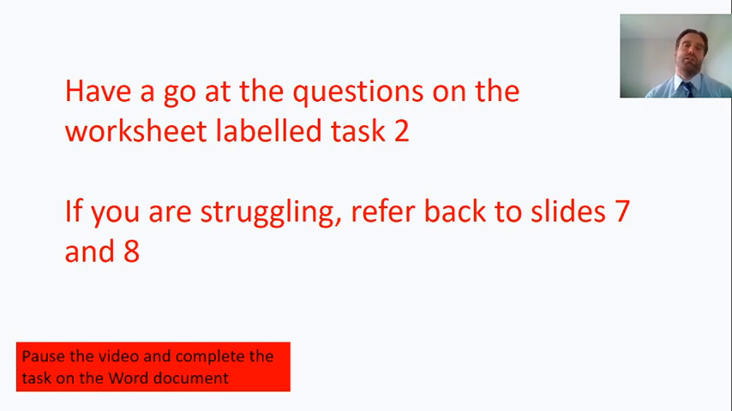Okay, so again, I'd like to pause now, have a go at the worksheet labeled task 2. If you need to, go back over slides 7 and 8, and then when you're ready to carry on with the presentation, come back and press play.